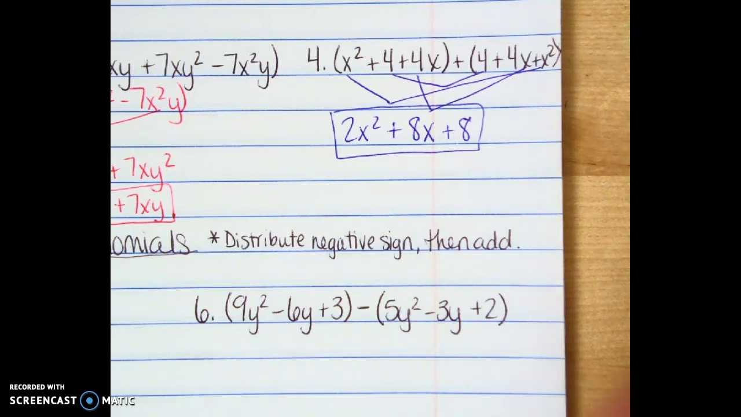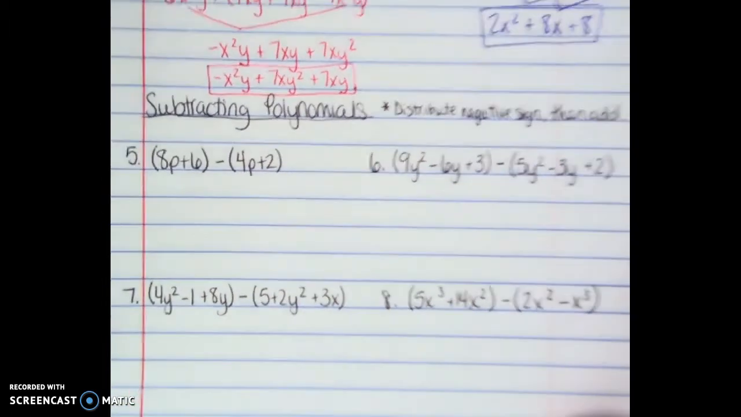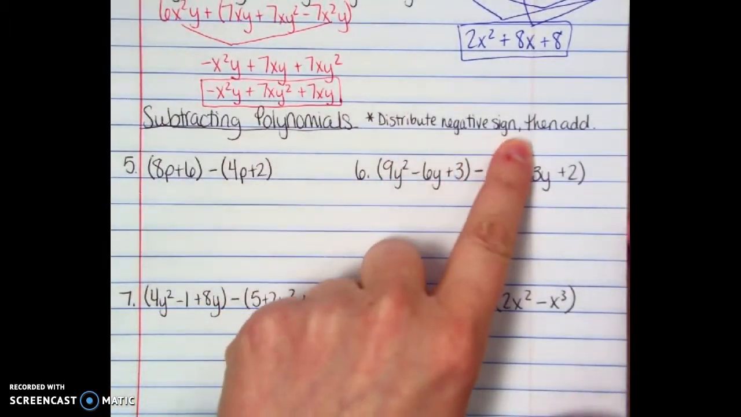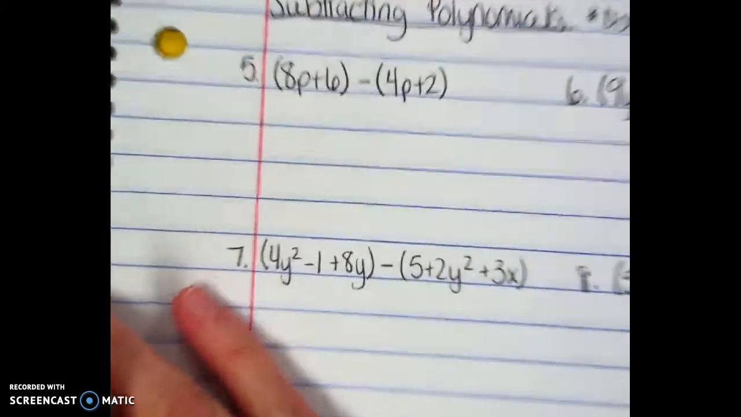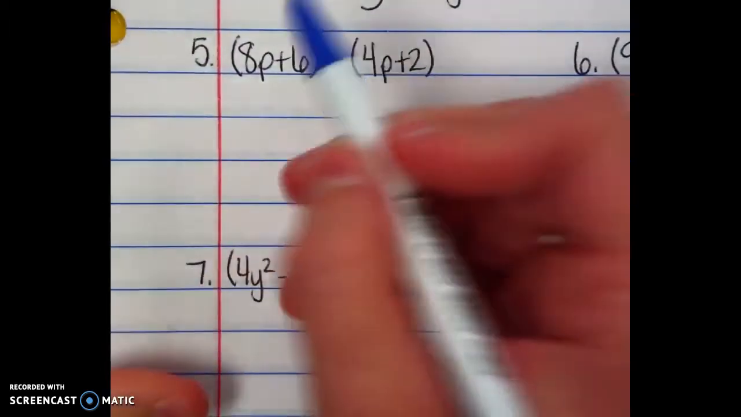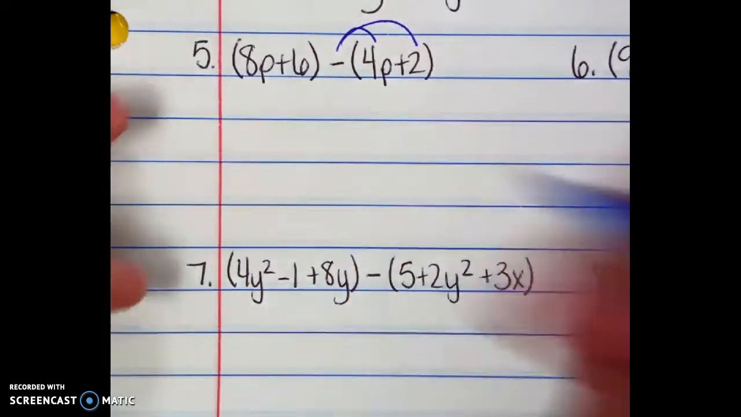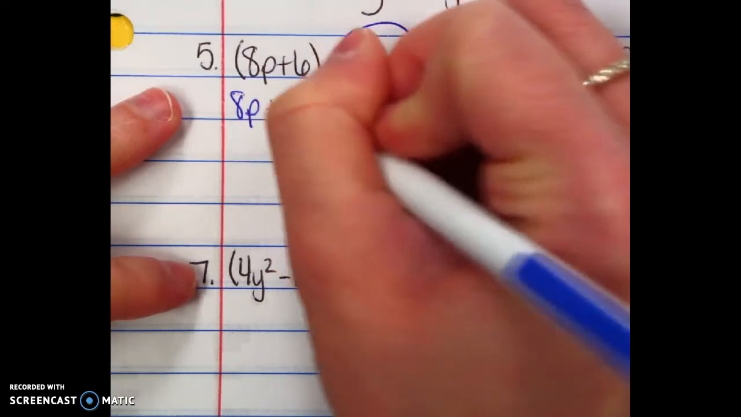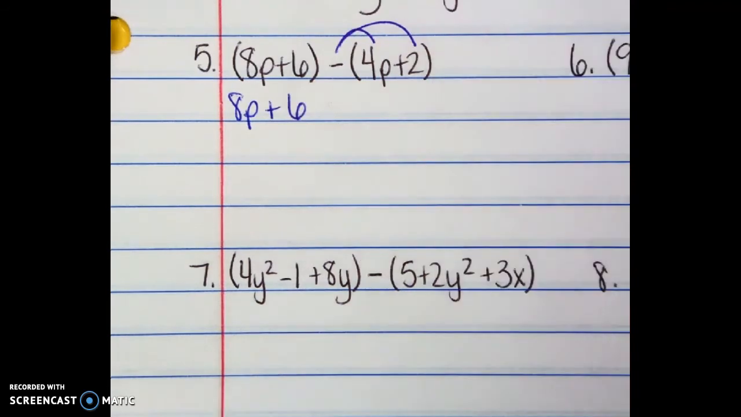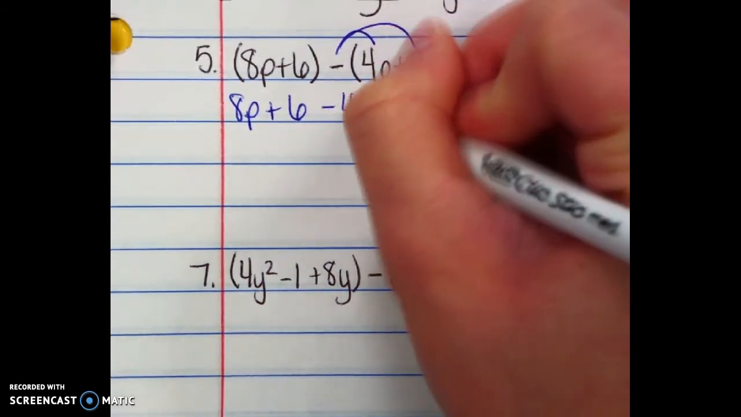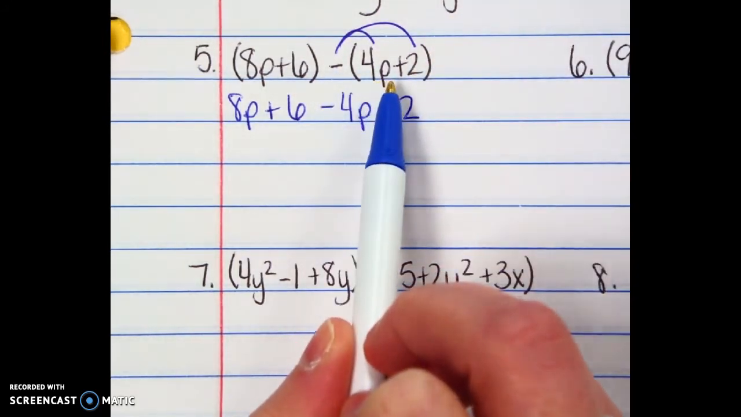Okay, now let's go down and look at subtracting. And you can see subtracting, let me zoom out a little bit. Subtracting polynomials: distribute the negative sign, then add. So it's basically what we were doing up here, except now you need to distribute a negative sign. So what I mean by that is, here is a subtraction problem. Distribute the negative sign, that's basically multiplying by negative 1. So that would be 8p plus 6. You can keep it inside parentheses if you want to, or you can just write them all out in one line. So this would be minus 4p minus 2. Basically, you're changing the signs of whatever's inside that second parenthesis.